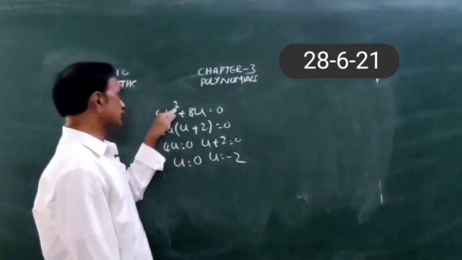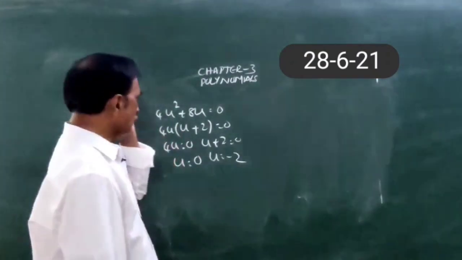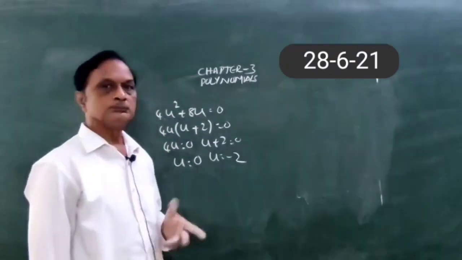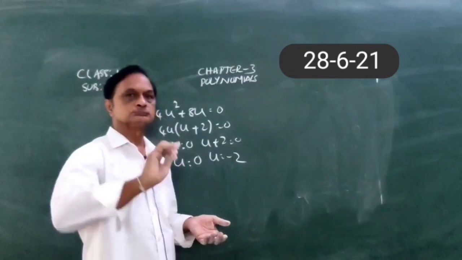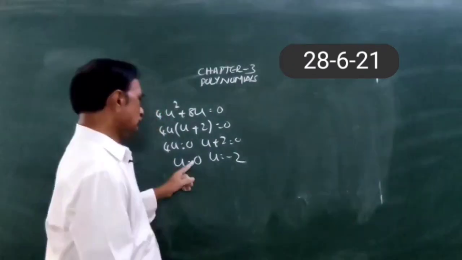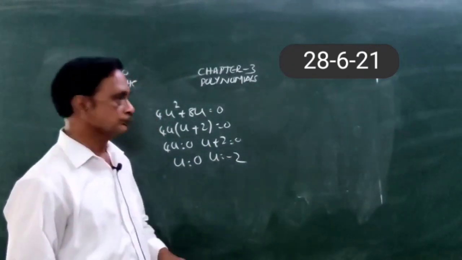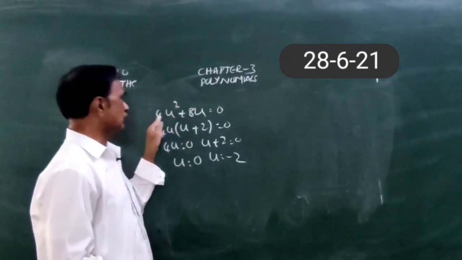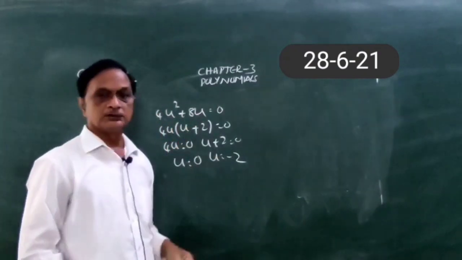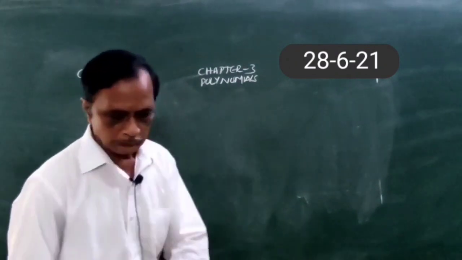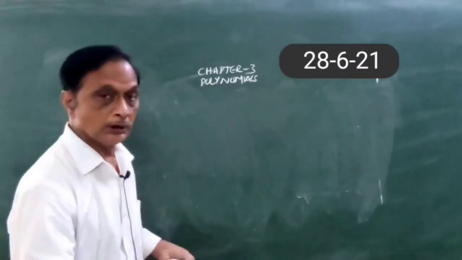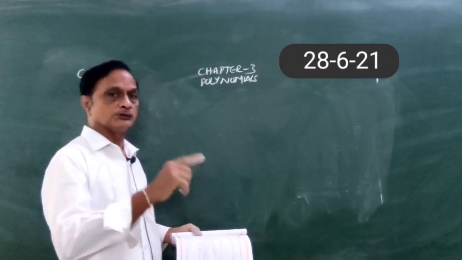Calculate the coefficient of u square: 4. Coefficient of u: 8. Constant, we don't find a constant here, so it is 0. We have zeros 0 and minus 2, the coefficient of u square is 4, of u is 8, and the constant is 0. Now the next one, you have to verify the relation between the zeros and the coefficients.